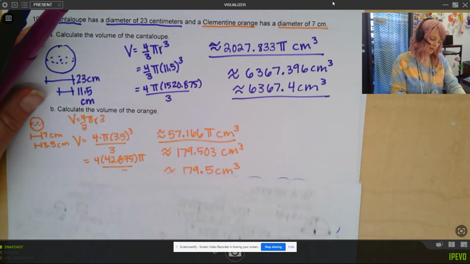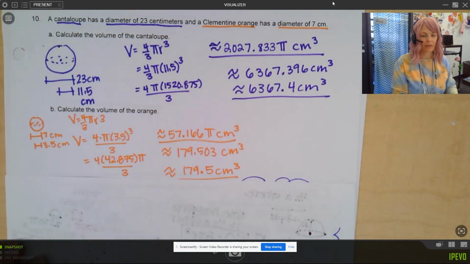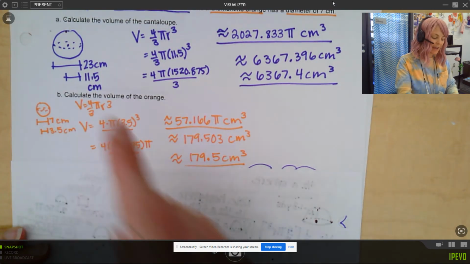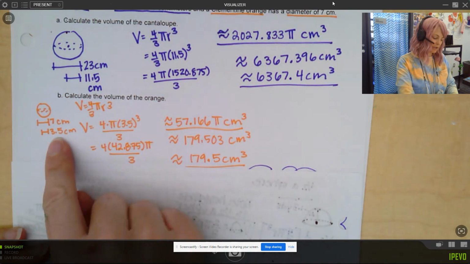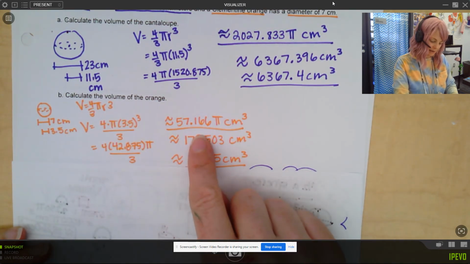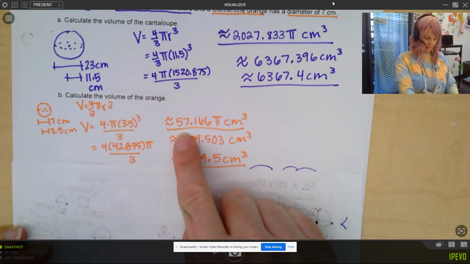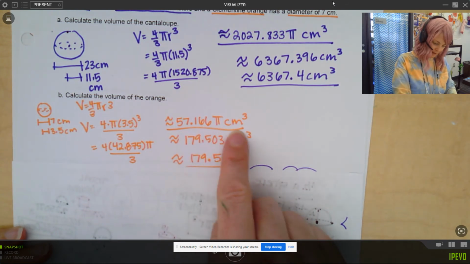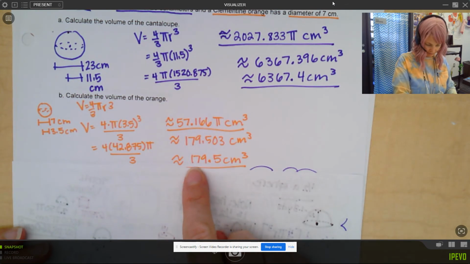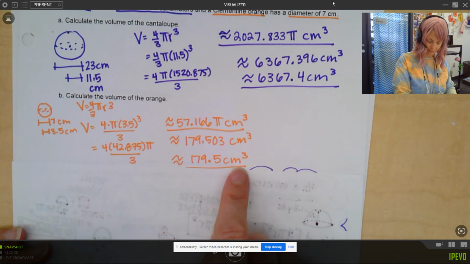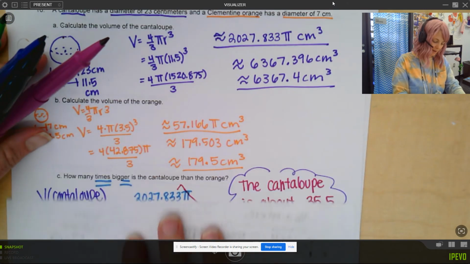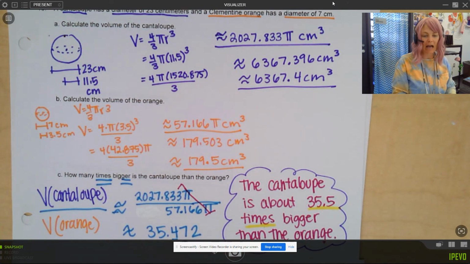And then when I calculate the volume of the orange, very similar, they gave me a diameter, so I need to change to the radius, and I got the volume to be about 57.166 pi cubic centimeters, which is approximately 179.5 cubic centimeters. And so then the final part, we're asked how many times bigger.